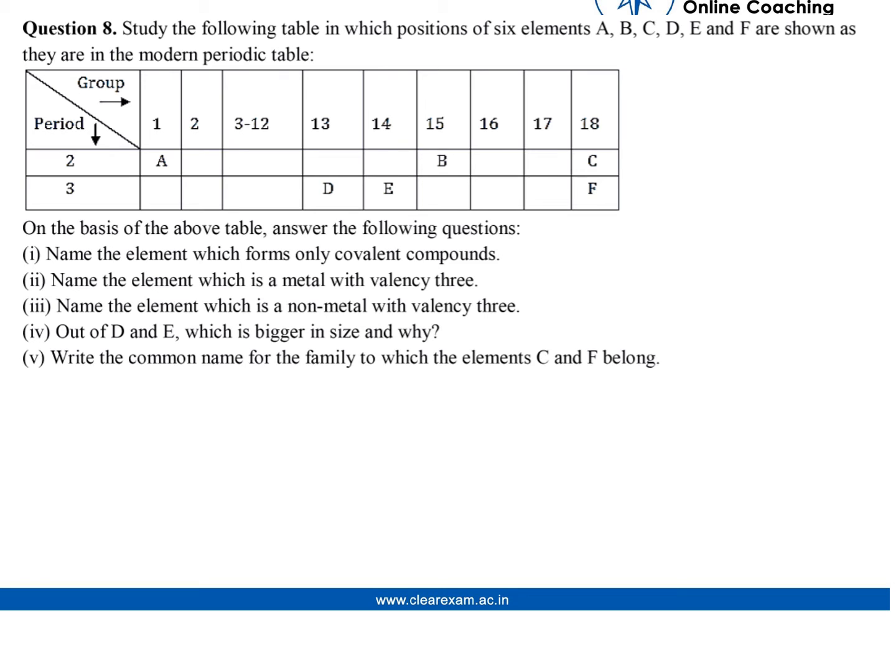Study the following table in which the positions of 6 elements A, B, C, D, E and F are shown as they are in the modern periodic table. Now, on the basis of this table, answer these questions. The first question is: name the element which forms only covalent bonds.